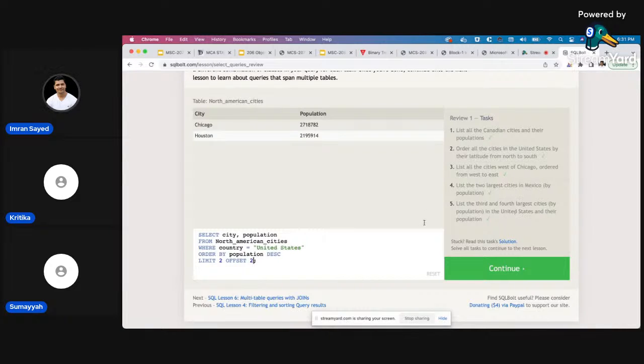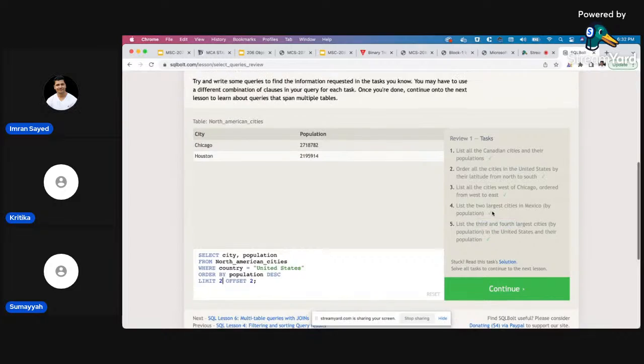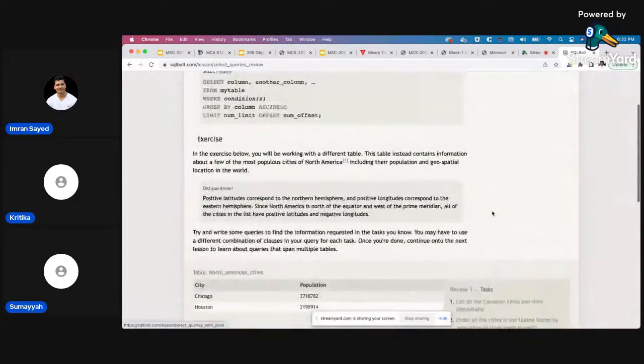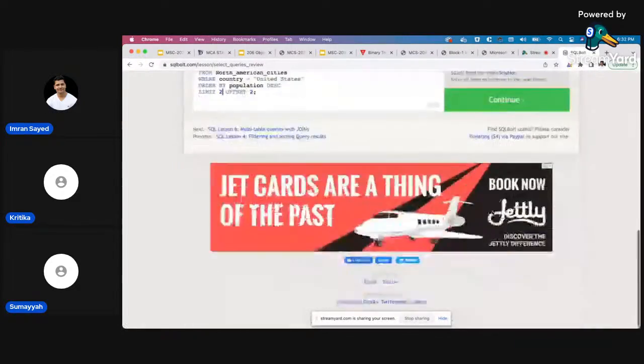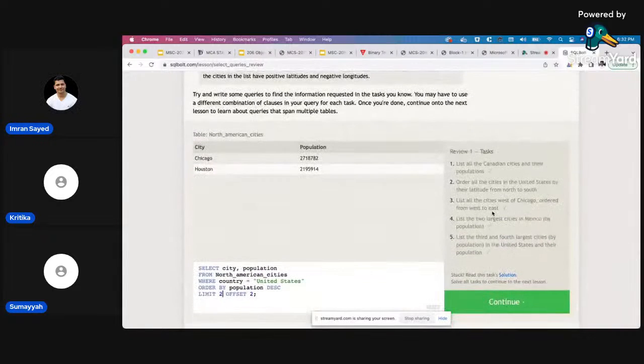And I want third and fourth. If you would have said, give me third, fourth, fifth, then I would have put the limit as 3. It would have given me that. But see, they're only asking for third and fourth, so that's why this limit is 2. You just want 2, third and fourth. Complicated or easy? It's easy if you practice.